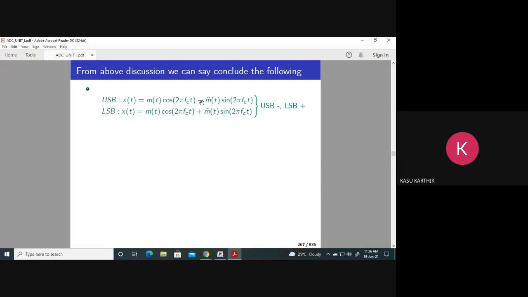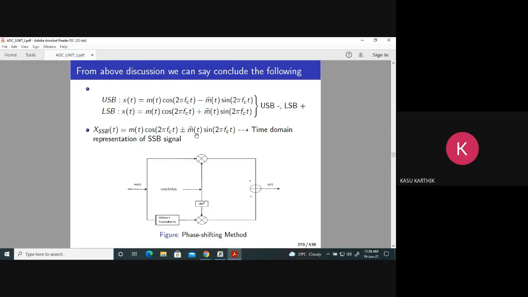So if you keep minus here, you'll get upper side band. If you keep plus here, you get lower side band, reverse. Now these are the two time domain equations for single sideband modulation. You can transmit either upper sideband or lower sideband. This is the final equation. I keep plus or minus. If I say plus, lower sideband. If I say minus, upper sideband. Okay. Now this is how we are generating.